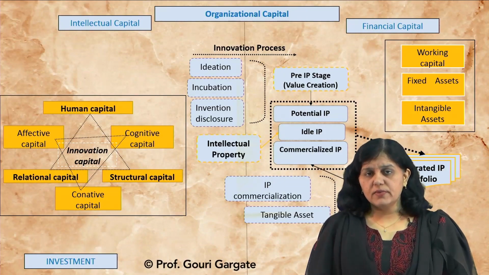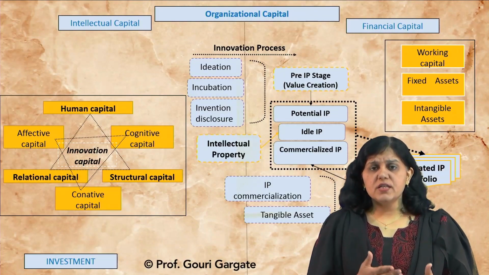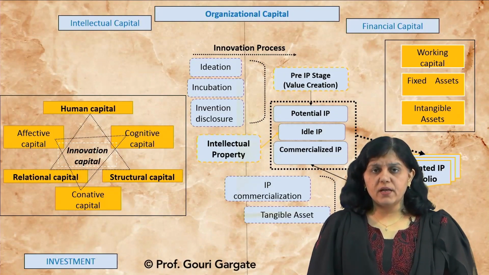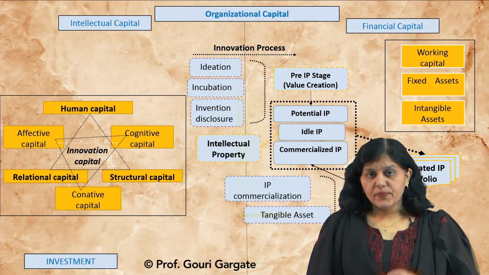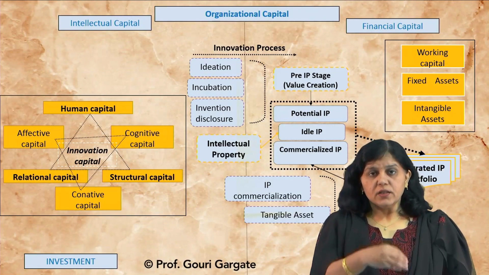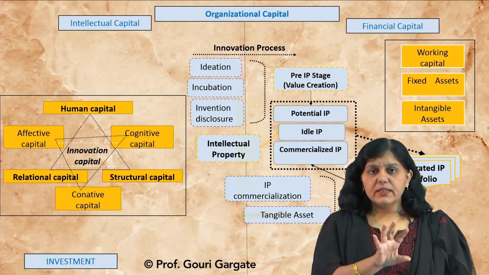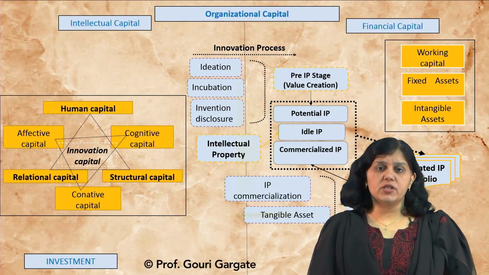If you yourself are filing, you can file the provisional patent application. You know which forms are needed and how much fee you have to pay, and you can file the provisional patent. So this is about the pre-IP stage. Now you have identified that potential IP, and you have filed that provisional patent.